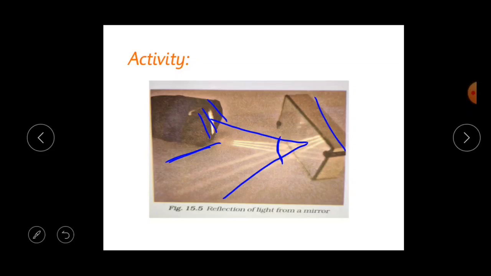You know what an angle is in mathematics, isn't it? So children, does the mirror change the direction of light that falls on it? Yes, of course. Here you can see it changes its direction. When we direct the light, it changes its position. Can you see these lines? Yes, so it changes its direction. So this is the reflection of light. Understood, children? Okay.